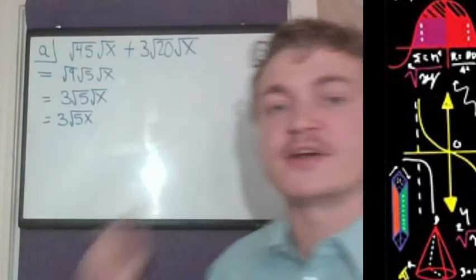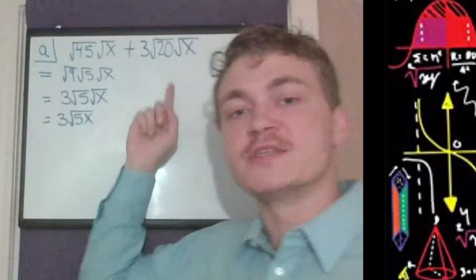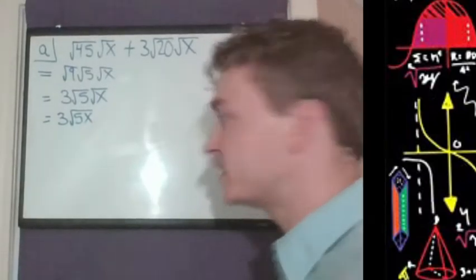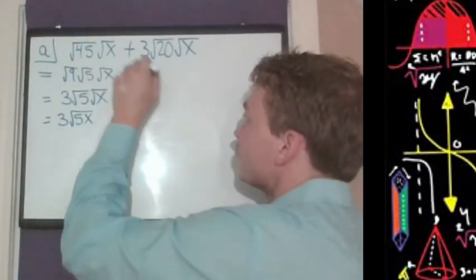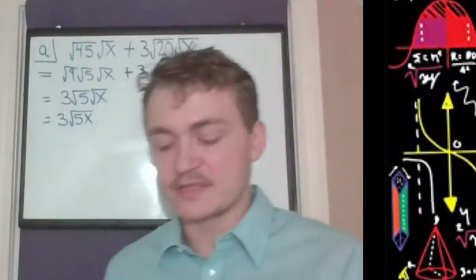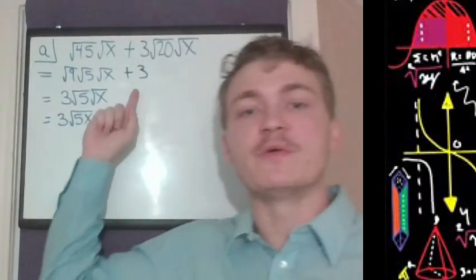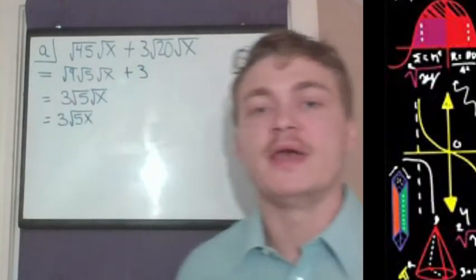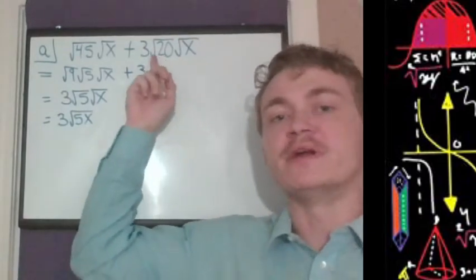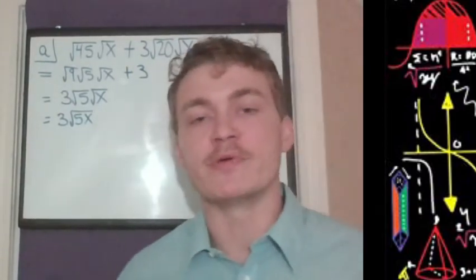What about our second term here? 3 multiply the square root of 20 multiply the square root of x. Well, 3 is just a factor there. It's a whole numbered factor. We cannot further do anything with 3. 3 is a prime number. It cannot be factored. But what we're dealing with here is this radical factor, square root of 20.